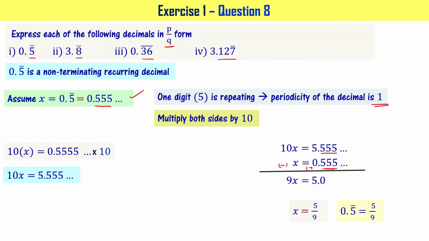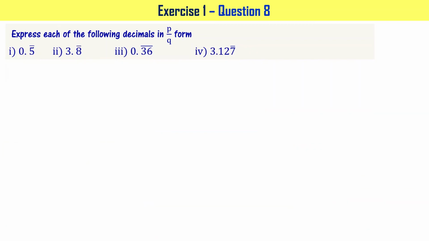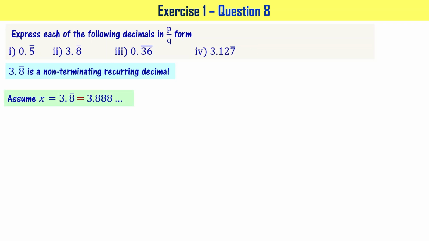So I can say that 0.5 with overbar on 5 or 0.5555 and so on is equal to 5 by 9. This is in the rational form or p by q form, right? So let me write that 5 by 9 is the rational form of 0.5555 and so on, right? Let's take a look at the second part of the problem, that is 3.8888 and so on, right? That is also a non-terminating recurring decimal, right? Let's assume that x equal to 3.888 and so on.